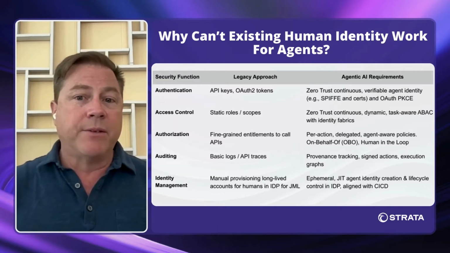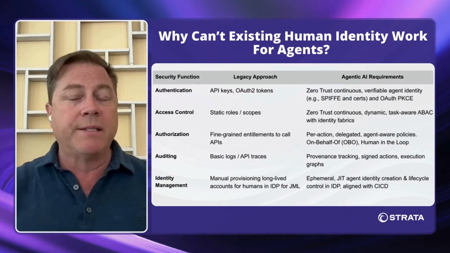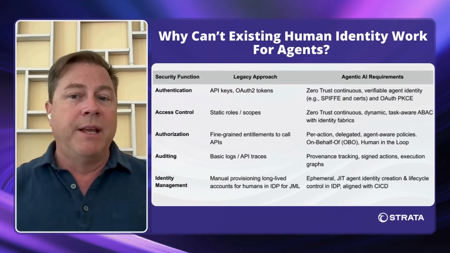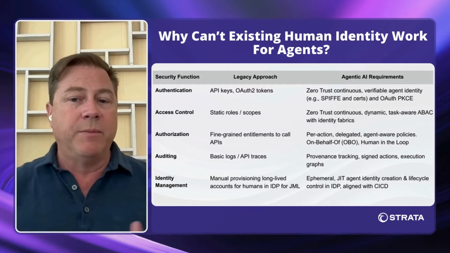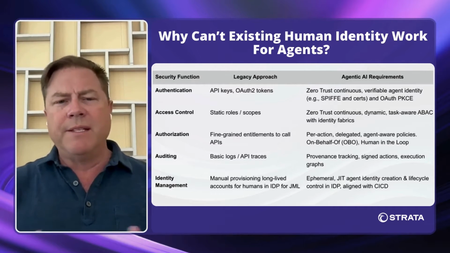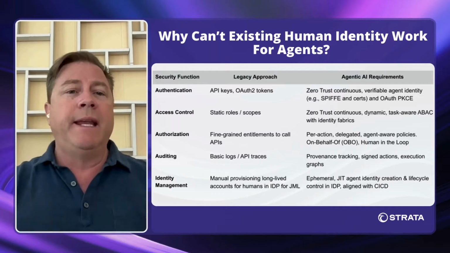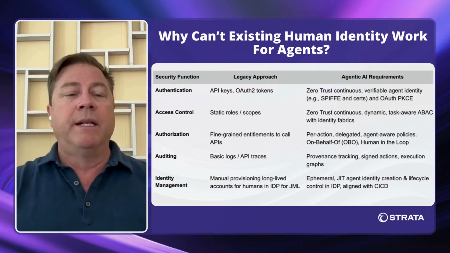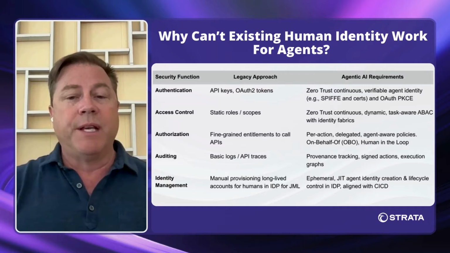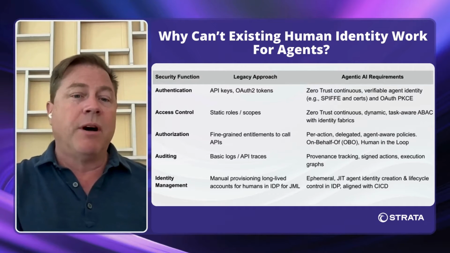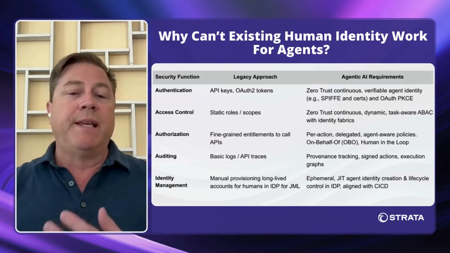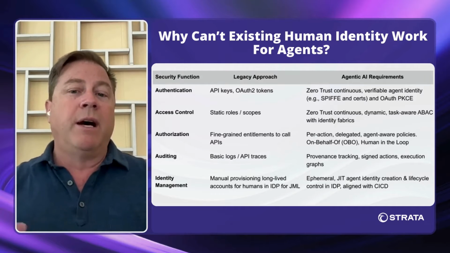Similarly, with access control, we need to do zero trust and have continuous authorization, but now it's going to be done with a different kind of notion or context of being task aware. Authorization, this is one of the biggest parts. It's in the name, agents, right? And when you think about how agent-based authorization works, it's different from the way we think about traditional human-based authorization, in that we have these agents that are working on our behalf.